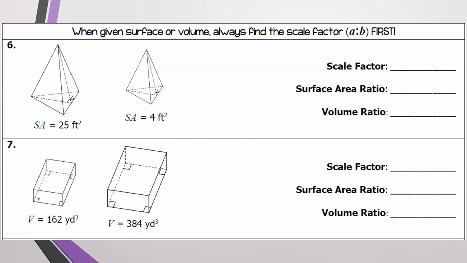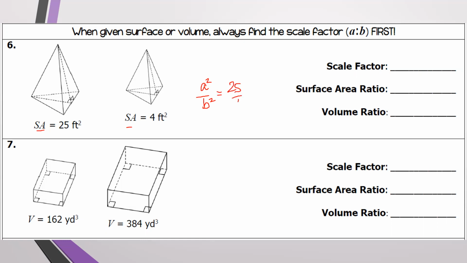Now, what happens if they don't give you the scale factor, but they give you either the surface area or the volume first? Well, you can still use that information to find the other two. So for example, in number 6, they tell us the surface area. So since they tell us the surface area, they're giving us A squared over B squared, 25 and 4.